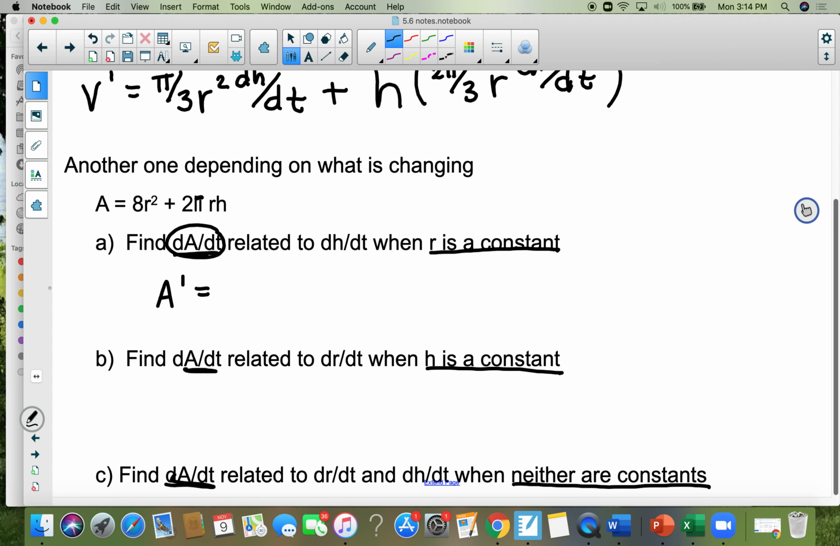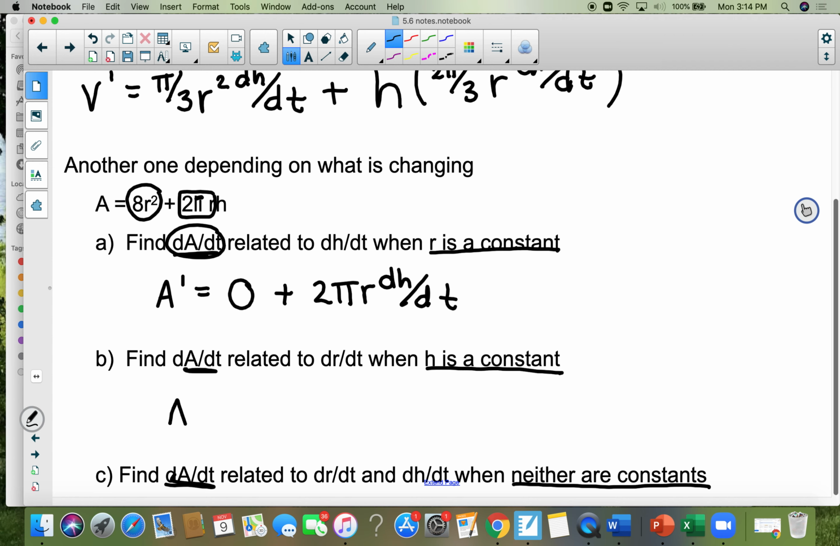But r is constant. So if r is constant, that means it never changes. This would make this just a number, and the derivative of a number is 0. And r is a constant again, so that doesn't ever change. So you're going to have 2 pi r dh dt. And that's the final answer without the 0.